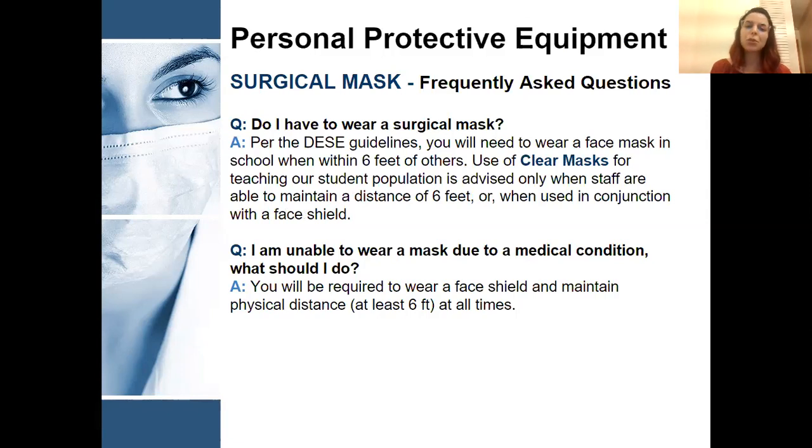Question: I am unable to wear a mask due to a medical condition. What should I do? So you will be required to wear a face shield and maintain physical distance of at least 6 feet at all times. You will not be able to be within close proximity, again, less than 6 feet, of a student at any given time.